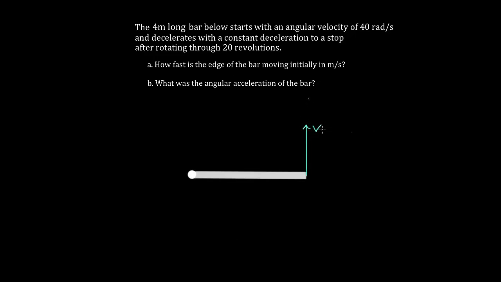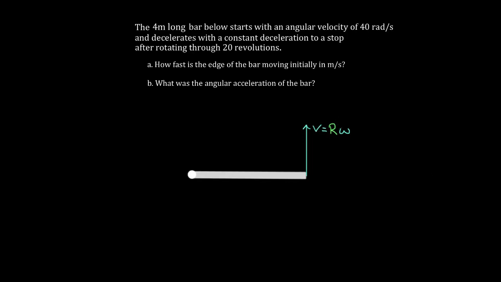Well, this isn't too hard. We've got a formula that relates the speed to the angular speed. You just take the distance from the axis to the point where you want to determine the speed, and then you multiply by the angular velocity, and that gives you what the speed of that point is.